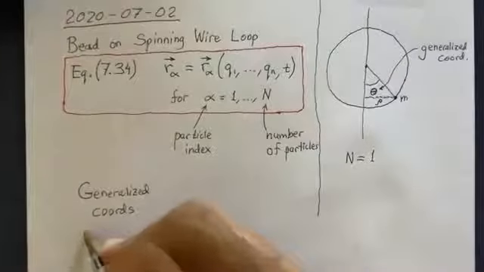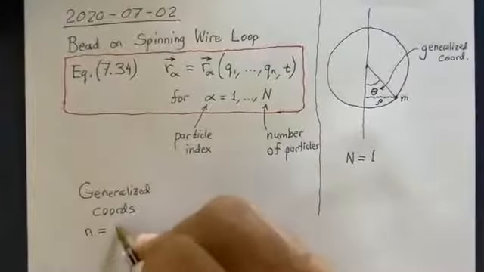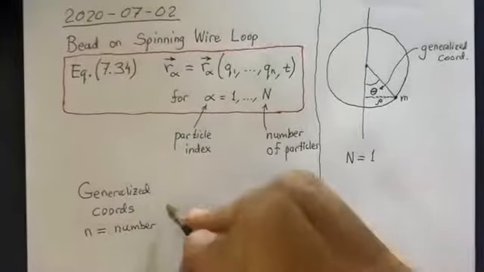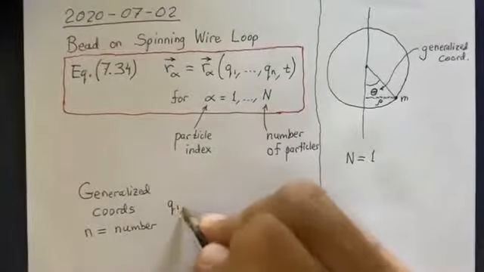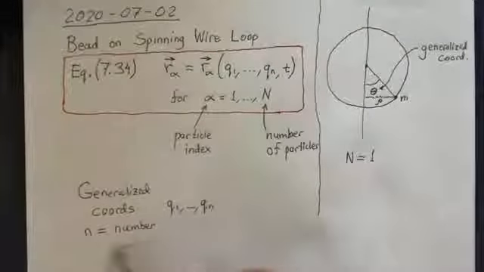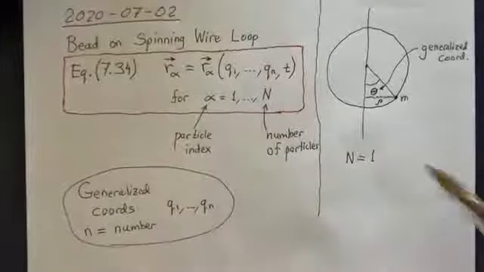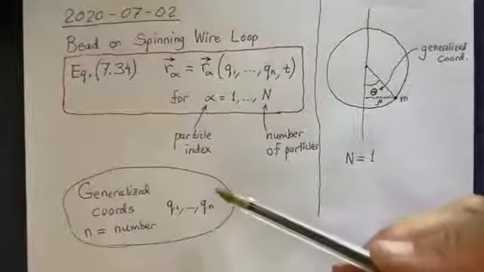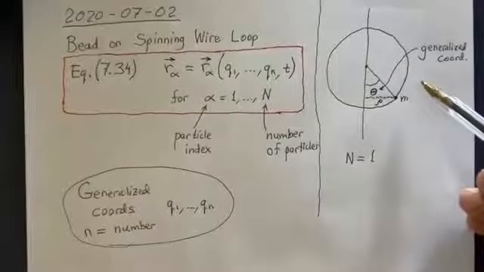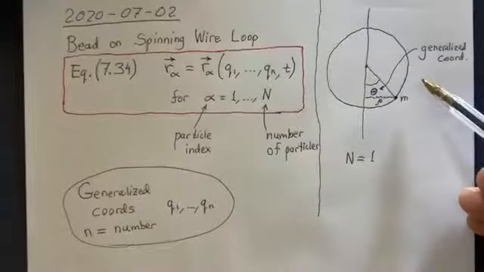Okay, so n equals the number. And our generalized coordinates are q1 through qn. So these are very important principles to us. Again, let's have a quick look at the problem. We're interested in the bead on the spinning wire loop.